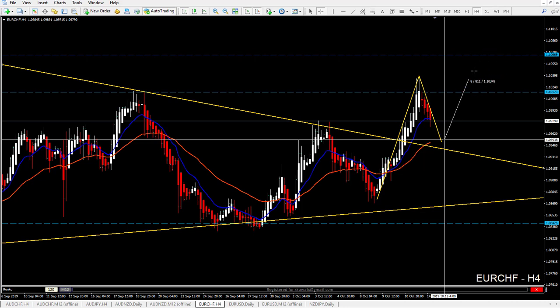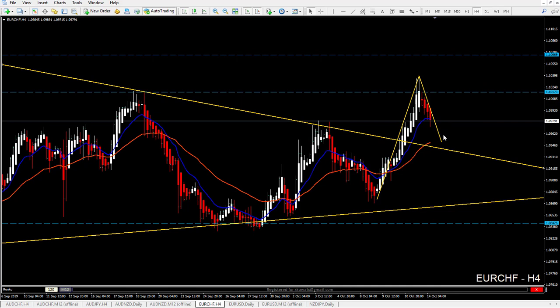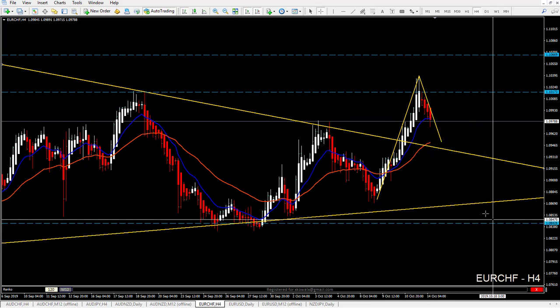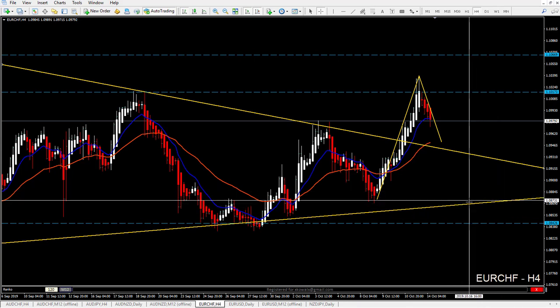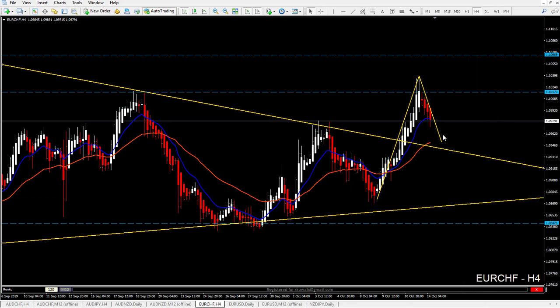And of course, in case of the breakout, we have our targets. If price decides to go down, then our long scenarios are over, and again we can look for price to reach this support level and look for a bounce, or we can look for this trend line and then look for long entries.